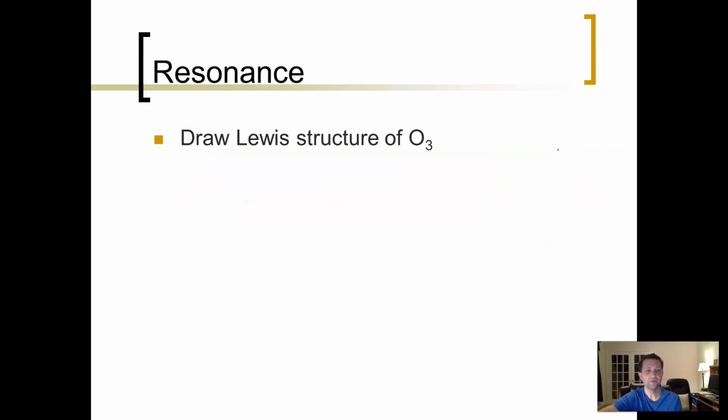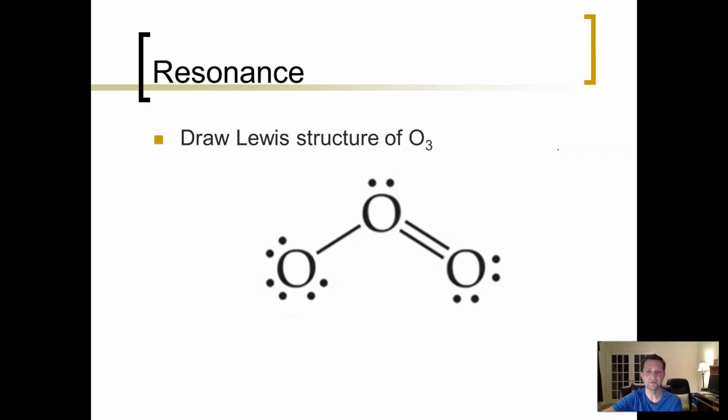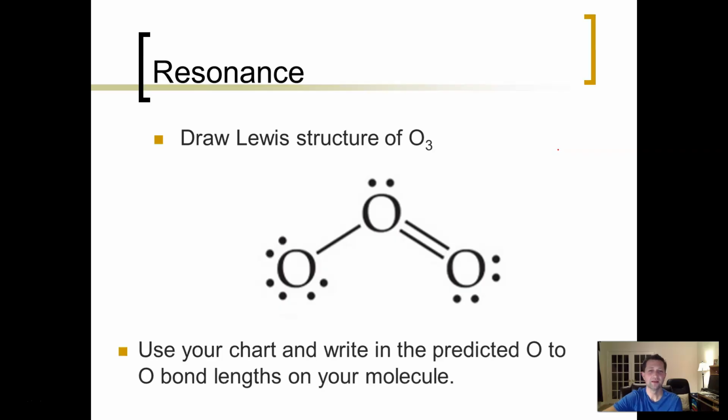Okay, moving on to the next topic here, which is resonance. We're going to look at O3. Ozone is like the best one to look at resonance for. So here's your Lewis dot structure of O3. Okay, you may have drawn this with the double bond on the left, and that's what we're going to get to here.